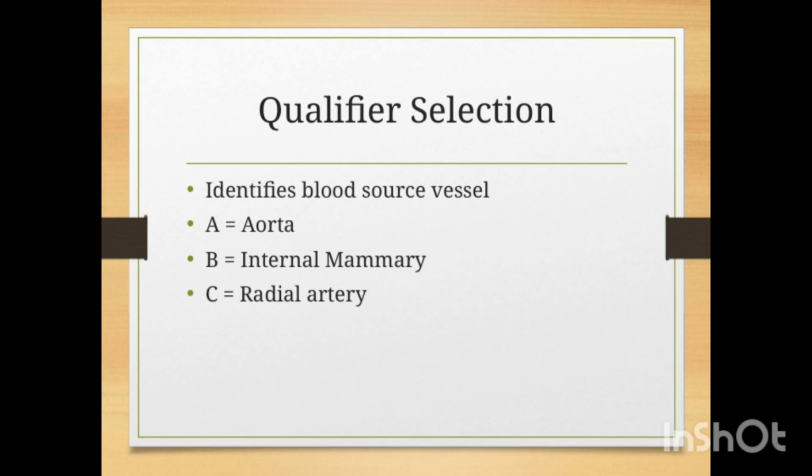When making a choice, it's important to consider the specific clinical context, the quality of the vessel, and how well it can meet the demands of the procedure. This decision process is a key part of the qualifier selection, ensuring we optimize the patient's outcome by choosing the most suitable blood source vessel based on these factors.